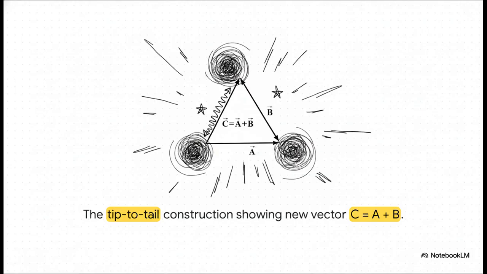It's the new combined vector you get by tracing a path from the very start of A's tail straight across to the final tip of B. This single arrow, vector C, represents the exact equivalent of forces A and B acting together on that object.